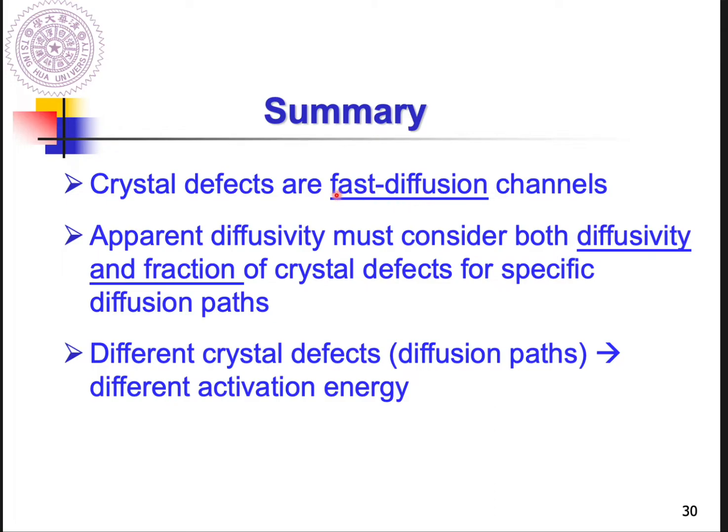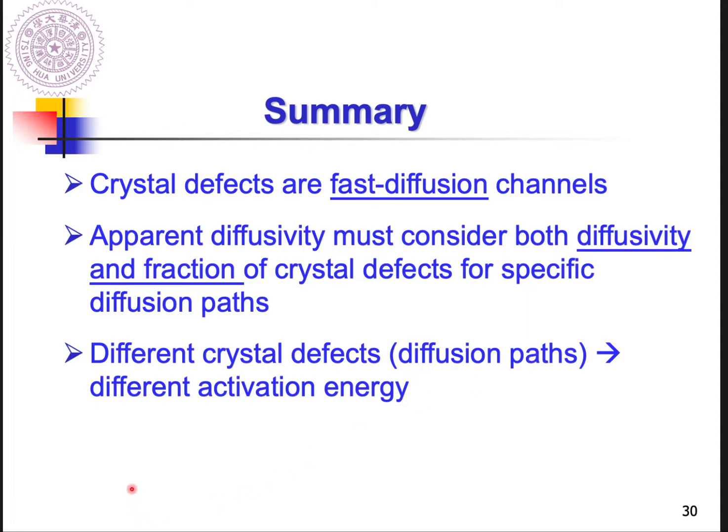So that will result in the diffusivity along this crystal defect imperfection site being faster. Apparent diffusivity or effective diffusivity must consider both the diffusivity and also the fraction of the crystal defect in these materials. And different crystal defects mean that we have a different diffusion path. And a different diffusion path means a different activation energy for each path, okay?